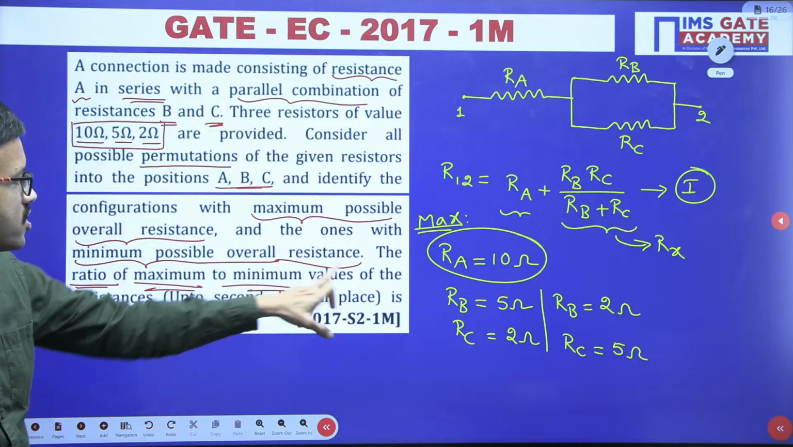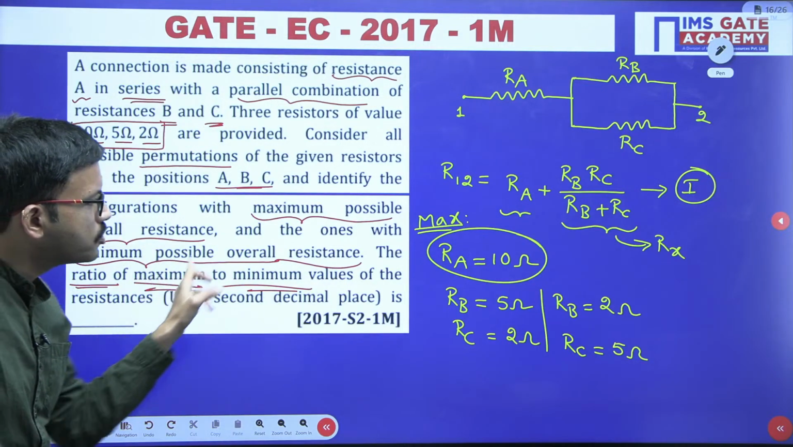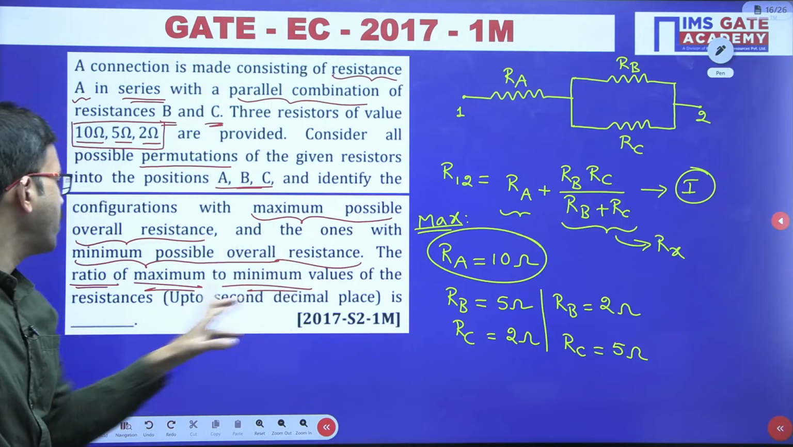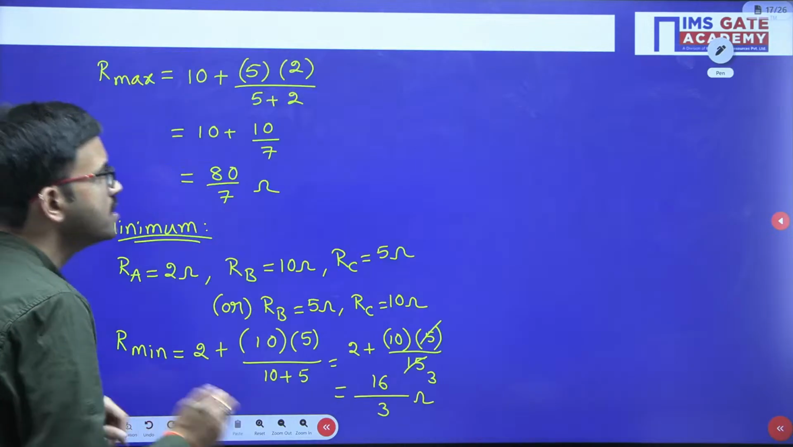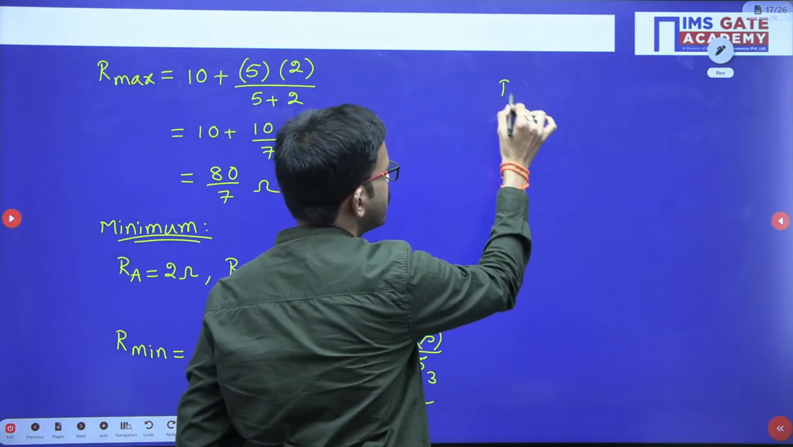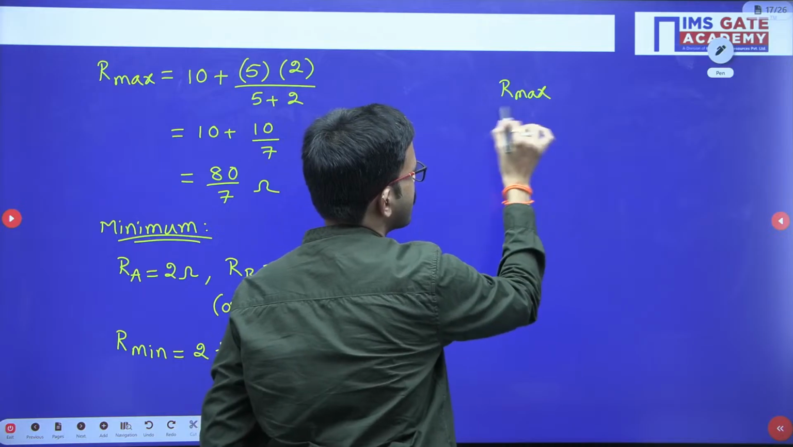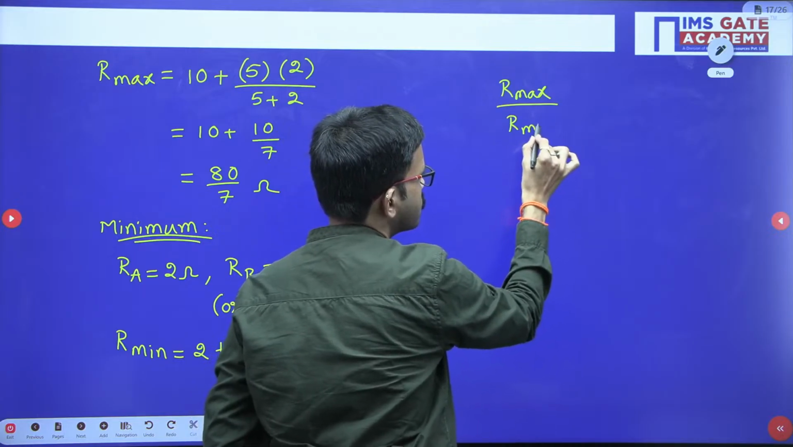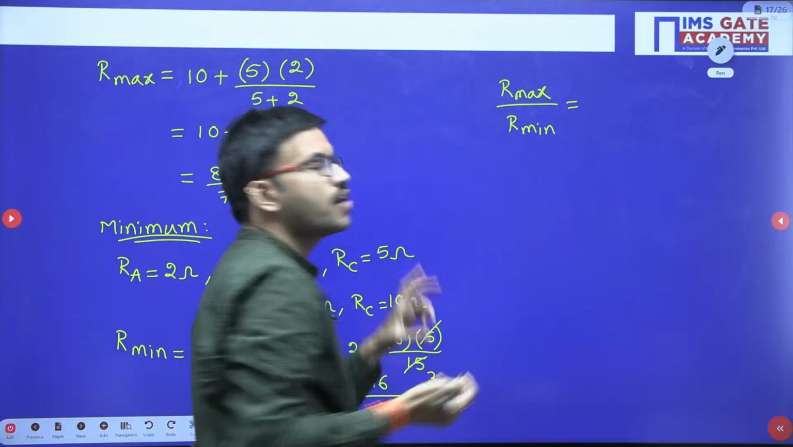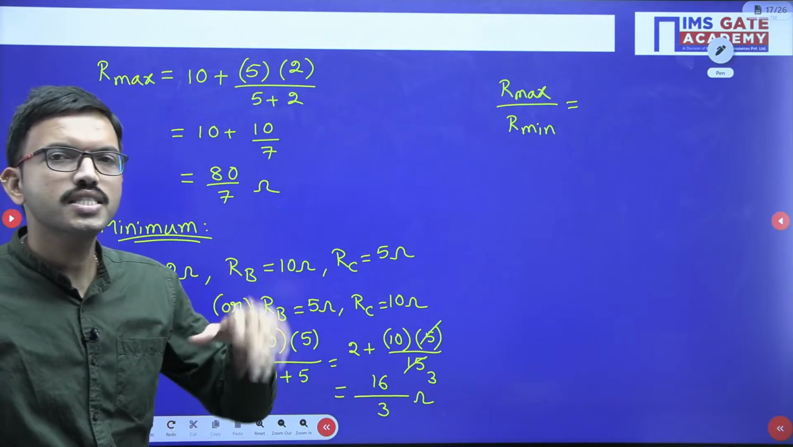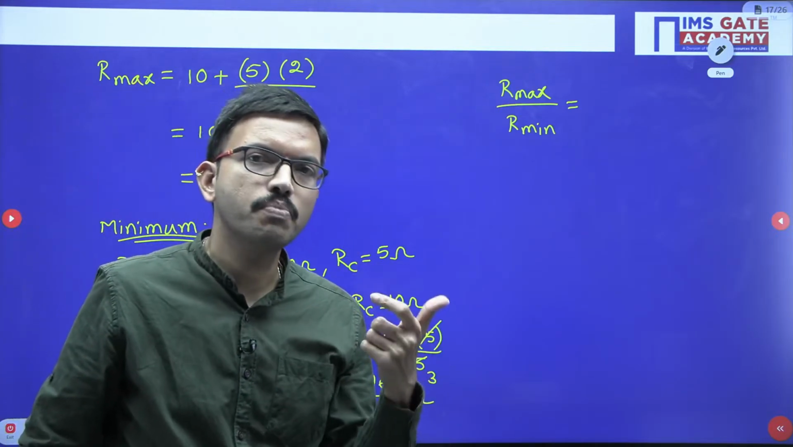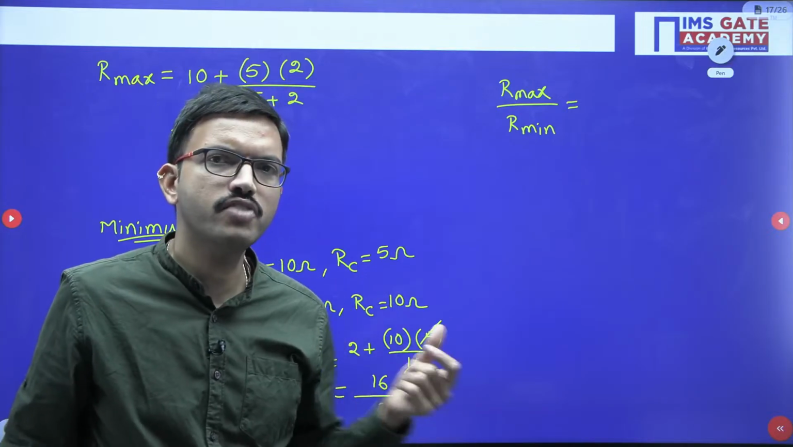Here you are supposed to calculate the ratio of maximum to minimum values of resistances. So that means R max by R min they are asking. Whenever they are asking the ratio, you have to read the question carefully, because in some questions they can ask the ratio of minimum to maximum, right? So accordingly we have to follow strictly.